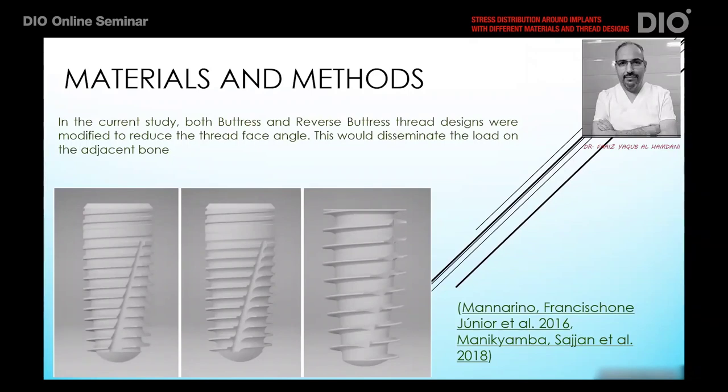And by the reduction of the face angle, we are disseminating the stress over the bone. Second, it reduces the shear force, which is usually applied on the bone during the insertion of the dental implant. Shear force is something that we want to eliminate because of its traumatic effect on the bone at the time of insertion. And we know that more bone trauma at the time of insertion means delay in the process of healing and delay in the process of osseointegration.